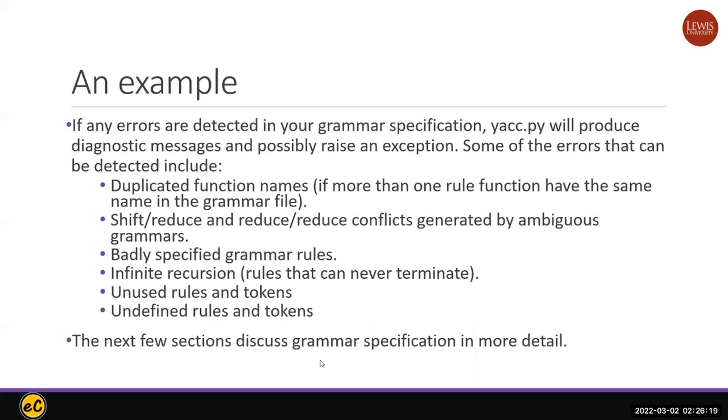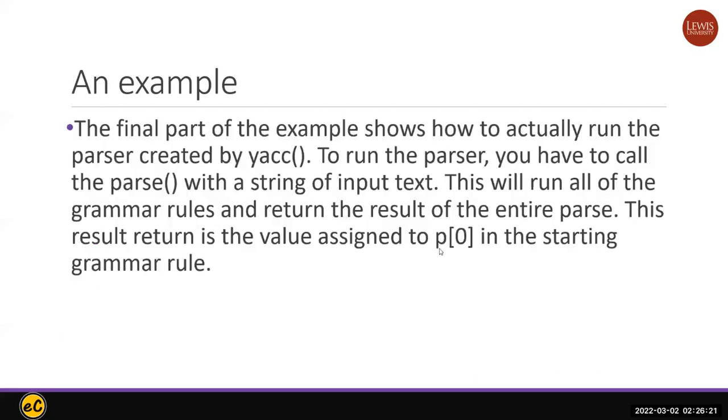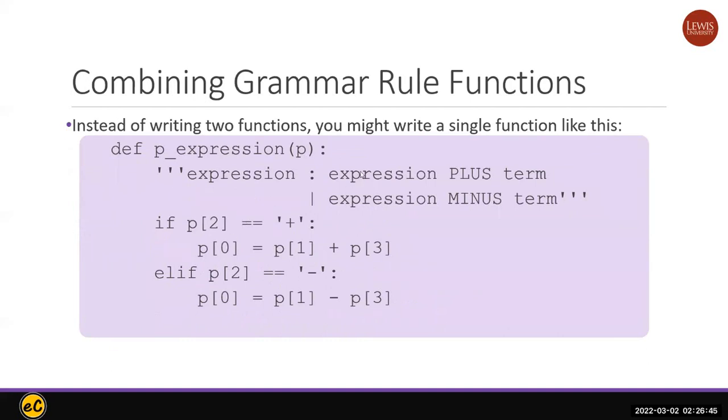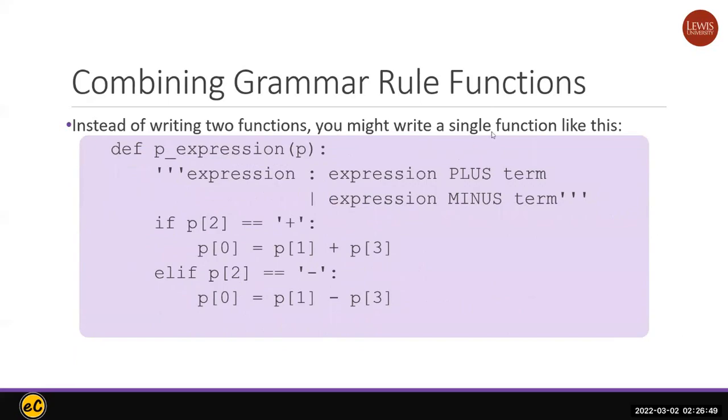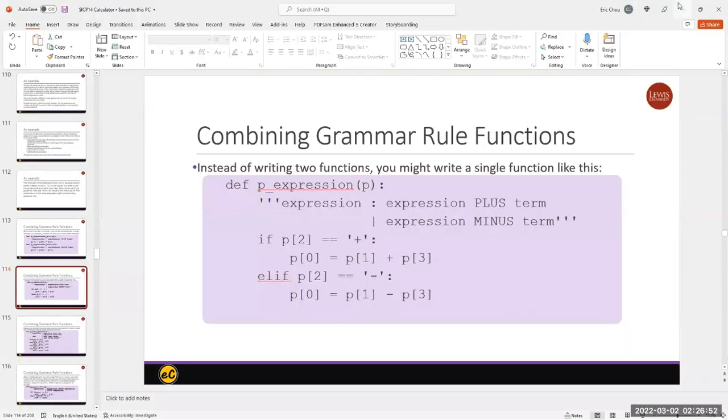The next few sections discuss the grammar specification in more detail. At this moment, we look at an example. The final part of the example shows how to actually run the parser created by yacc. To run the parser, you call the parse function with an input string, and you will run all the grammar rules and get the result in P0. So here we have different rules, so let's actually look at the example.